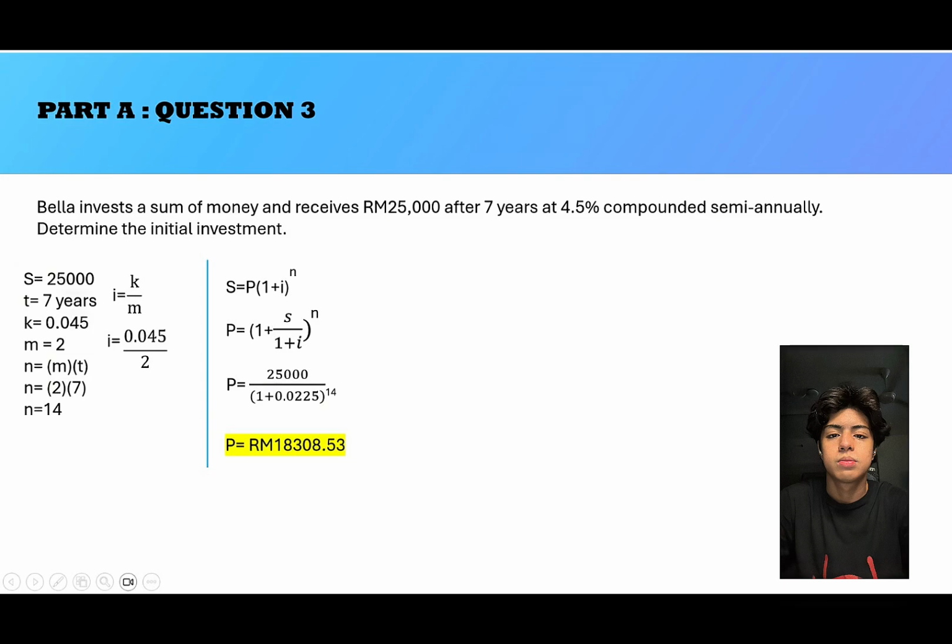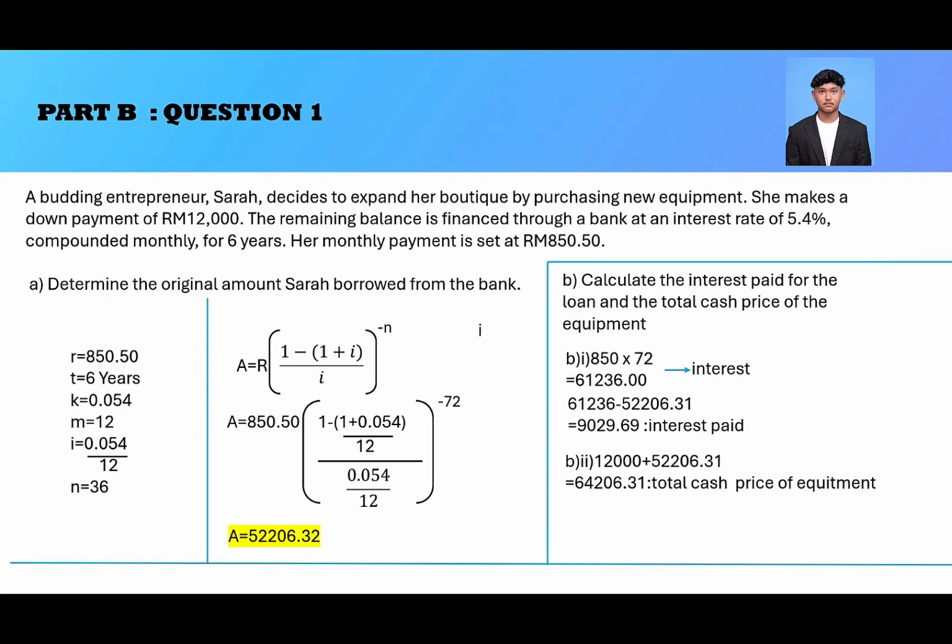The question says, Bella invests a sum of money and receives 25,000 ringgit after 7 years at 4.5% compounded semi-annually. Determine the initial investment. The formula that we need to use is P equals S over (1 plus i) to the power of n. By putting in the numbers, P equals 25,000 over (1 plus 0.0225) to the power of 14. So the answer you get is P equals RM 80,308.53.